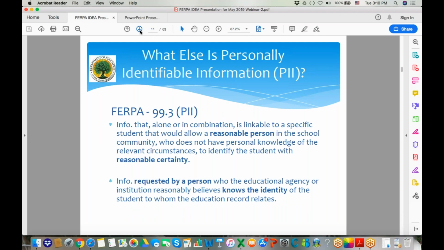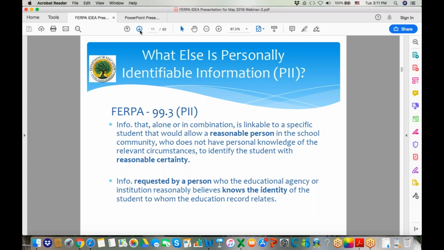In FERPA, we added two different caveats back in 2008. As Kala talked about, over the course of time, we've done some re-regulation and re-amendments, but in 2008, we added two different components to our PII definition. The first is the first bullet, which basically talks about anything in combination or linkable together that would allow a reasonable person within the school community who doesn't have personal knowledge to identify the student.